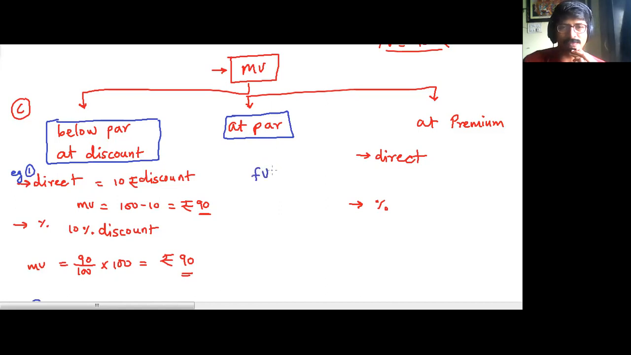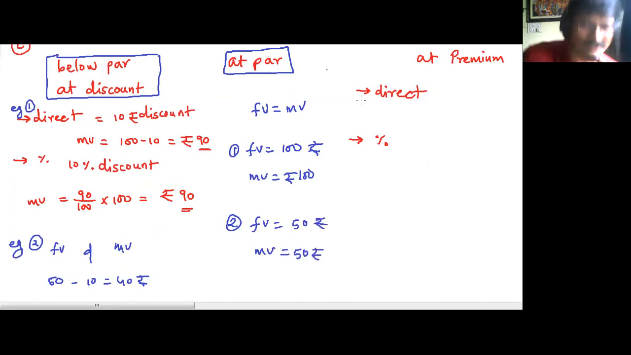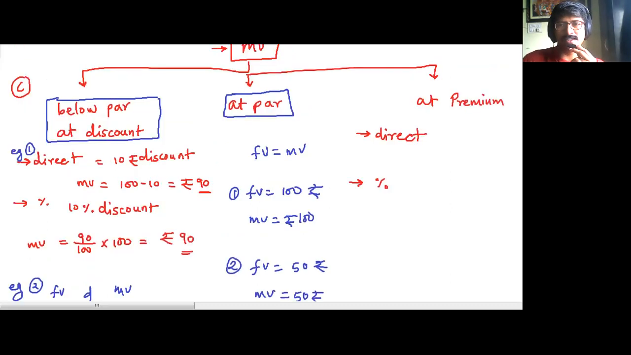So over here, the face value is the same as the market value. If the face value is 100, market value is also 100. If the face value is 50, even the market value will become 50. So if face value is 100, market value will also become rupees 100, isn't it? Okay, that's example number one. Example number two, if face value is 50, then market value is also 50. I hope you have got this, because it is at par. No profit, no loss.